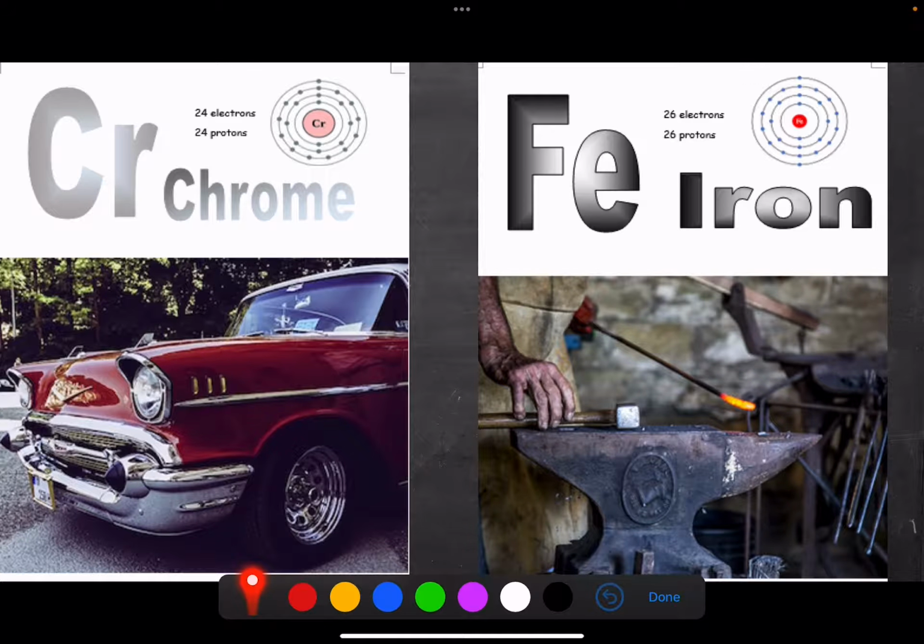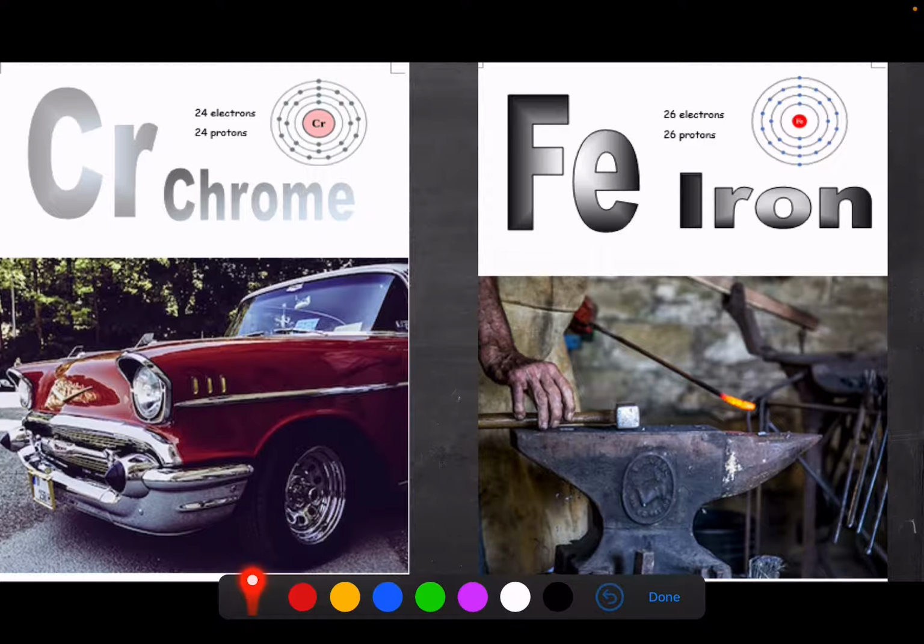Chrome. Chrome is the hardest natural metal. It's very difficult for it to get scratched or cut. In fact, it has a hardness of 8.5 on the scale of hardness. Only itself and something harder can scratch or cut it.